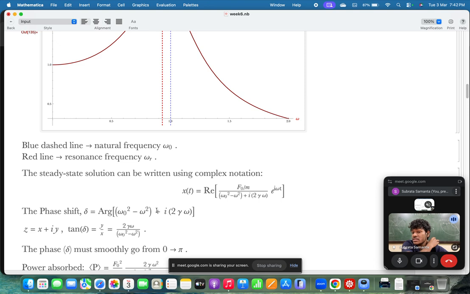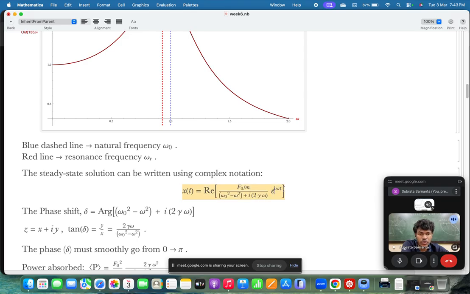And the steady state solution you can also write using the complex form, where x(t) is basically the real part of this, f naught over m, and then this is an imaginary number. So you calculate the real part of that, and this is also a real number.